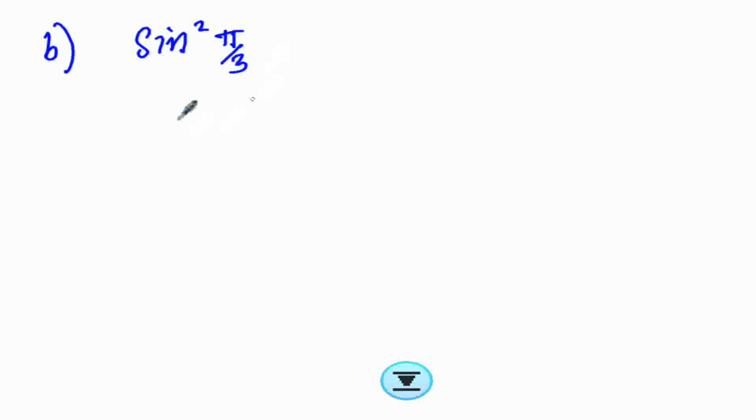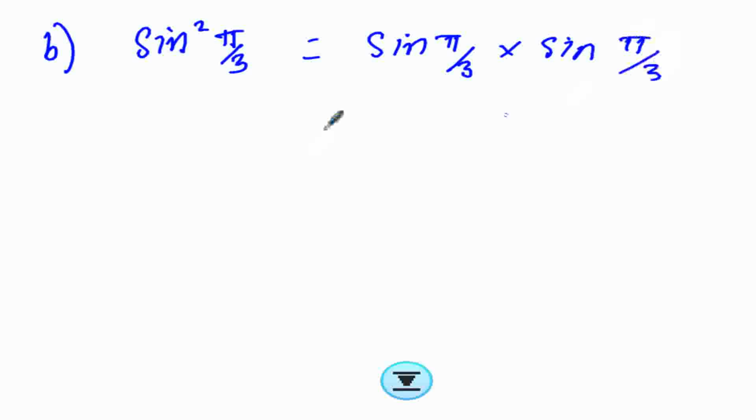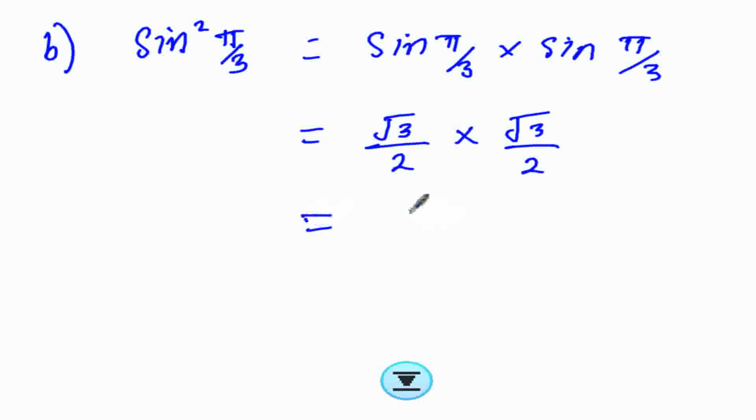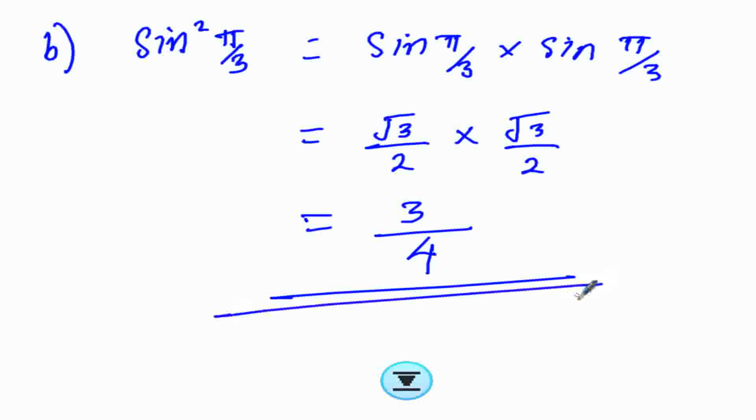sine squared is the same as sine pi over 3 times sine pi over 3. So this one is the square root of 3 over 2 times the square root of 3 over 2. So we multiply the square root of 3 times square root of 3, which gives us 3 over 2 times 2, which is 4. So that one becomes our answer.